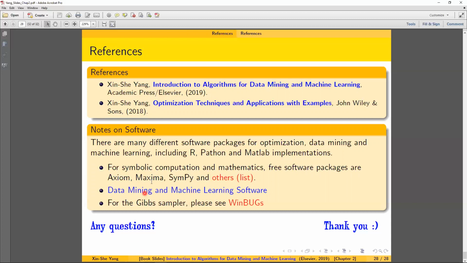You could leverage some of the free software packages, including Axiom, Maxima, SymPy, and others. It's a list that you should take a look at in the textbook. You should also review the data mining and machine learning software. In addition, for the Gibbs sampler, whenever you need it, you can look at WinBUGS, this package.